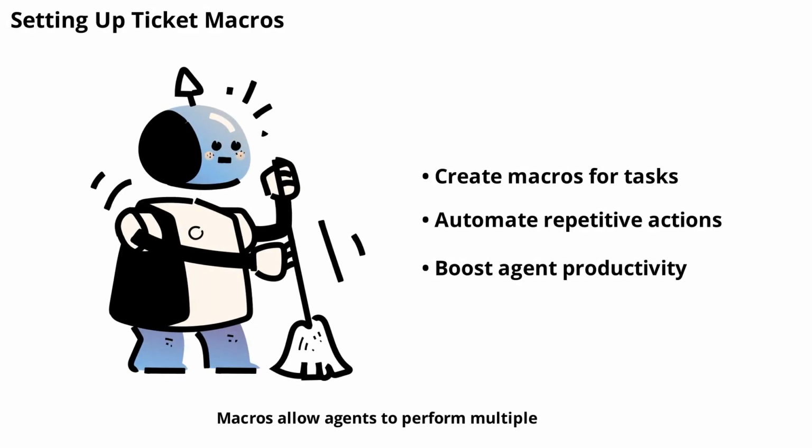Macros allow agents to perform multiple actions on tickets with a single click. In admin, set up macros for repetitive tasks like closing tickets, sending follow-ups, or updating statuses. This boosts productivity and ensures consistent processes.